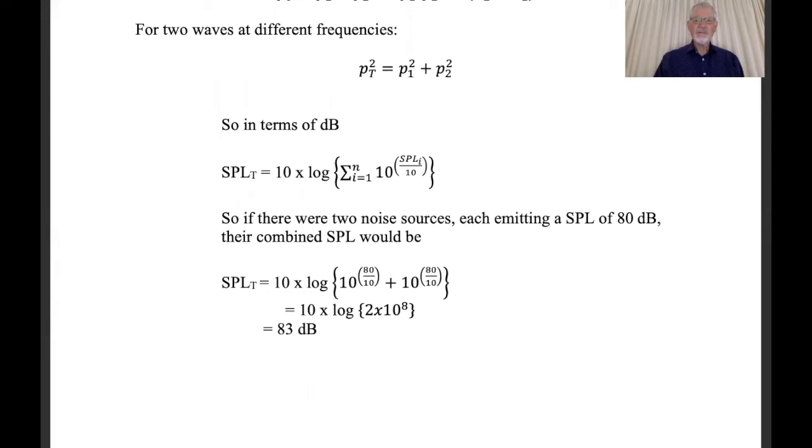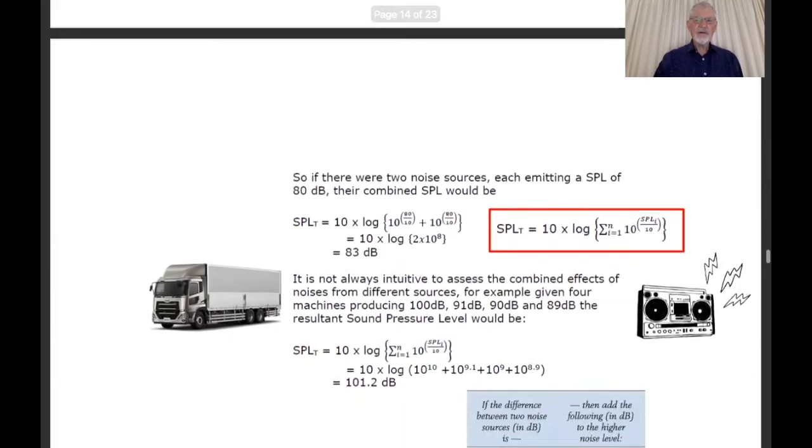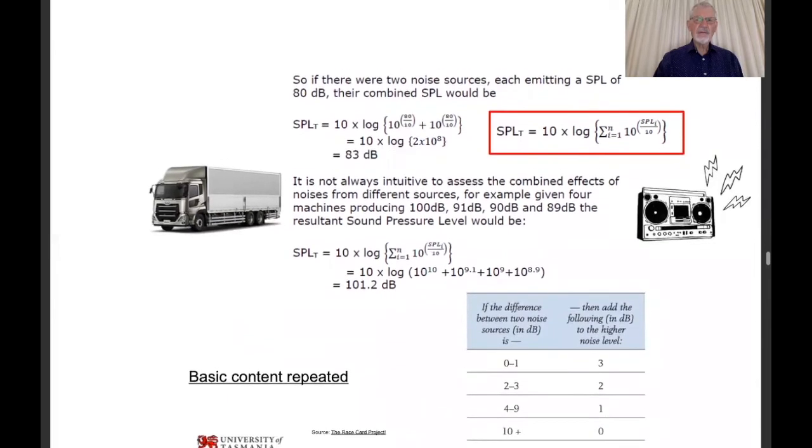And just to illustrate, if you had two sound pressure levels of 80 decibels, their sum would not be 160 as you might expect, but it is 83. And here's another slide giving the same result. And as a rule of thumb, if the difference between the levels is less than 1 dB, then you can add two sound pressure levels and the sum would be 3 decibels higher.